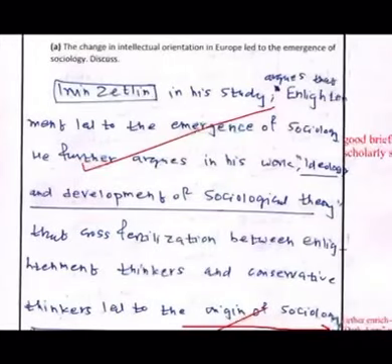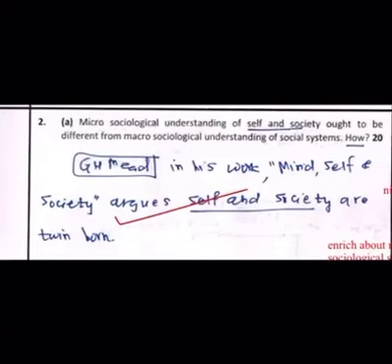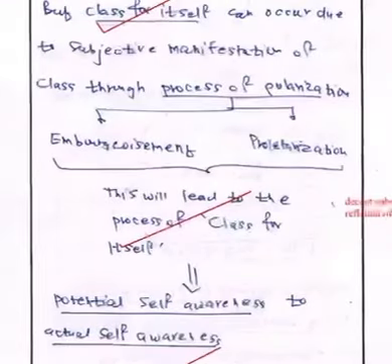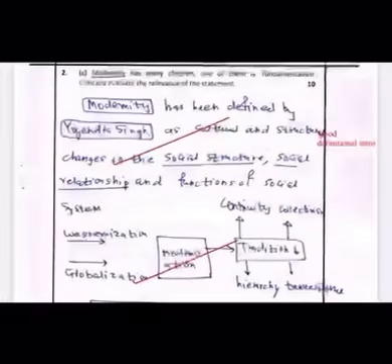This is also one of the ways to start the introduction. Here also, see how aptly you can introduce the answer. G.H. Mead in his work Mind, Self and Society argues self and society are twin born. Use of diagrams again. This is a kind of flow chart. Class in itself to class for itself. So how it actually transforms into that, how false consciousness to true consciousness is getting generated. So this way you can utilize flow charts also.